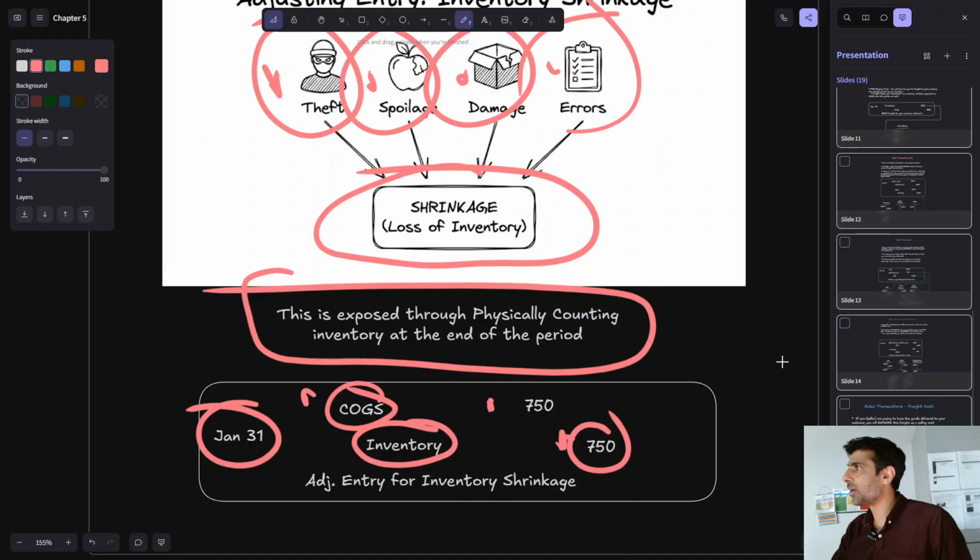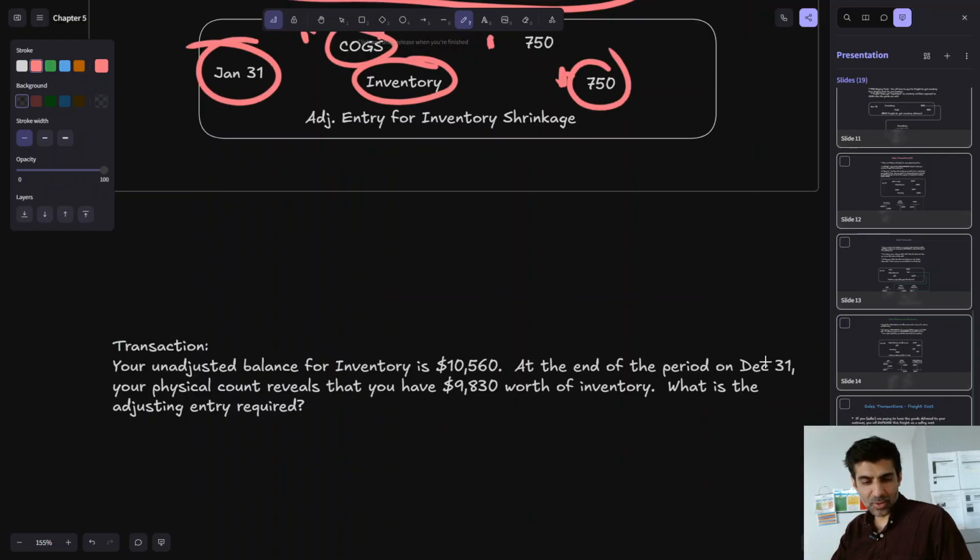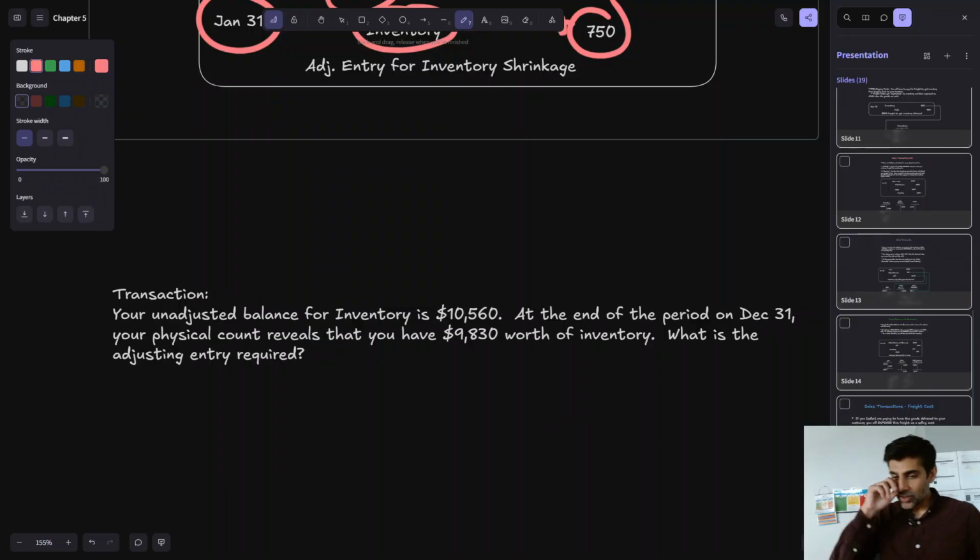Okay, everyone good with this? Okay, so here's the transaction. Your unadjusted balance for inventory is this. This is what your unadjusted inventory balance is in your accounting system. When you actually go in at the end of the period and physically count the items, you realize that there's only this much value of inventory.